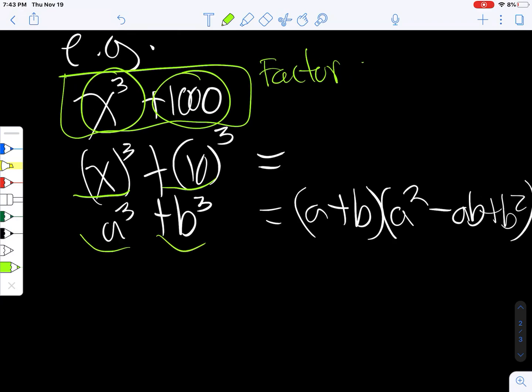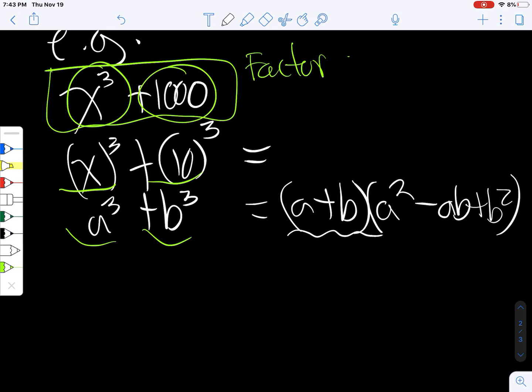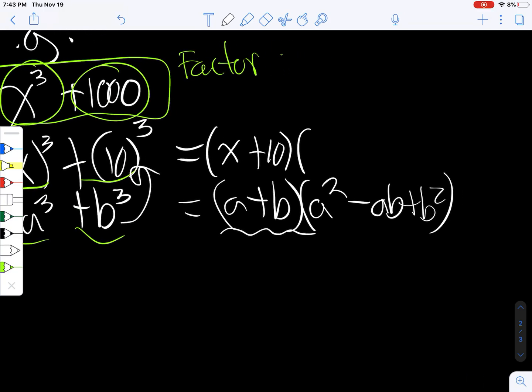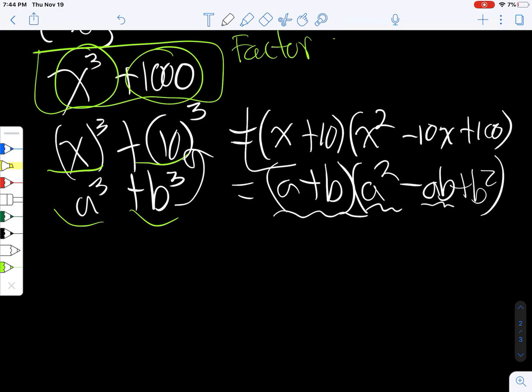That gives me a cubed and b cubed. Now I can put it into the formula. So it becomes a plus b. So I know that a is x. I know that b is 10. Then it becomes a squared, which in our case is x squared. A times b is 10 times x, minus 10x. The minus sign comes from the general formula, right? And then we have plus b squared. Well, in this case, b is worth 10, so it's plus 100. Okay, folks, and that is the factored form of x cubed plus 1,000.